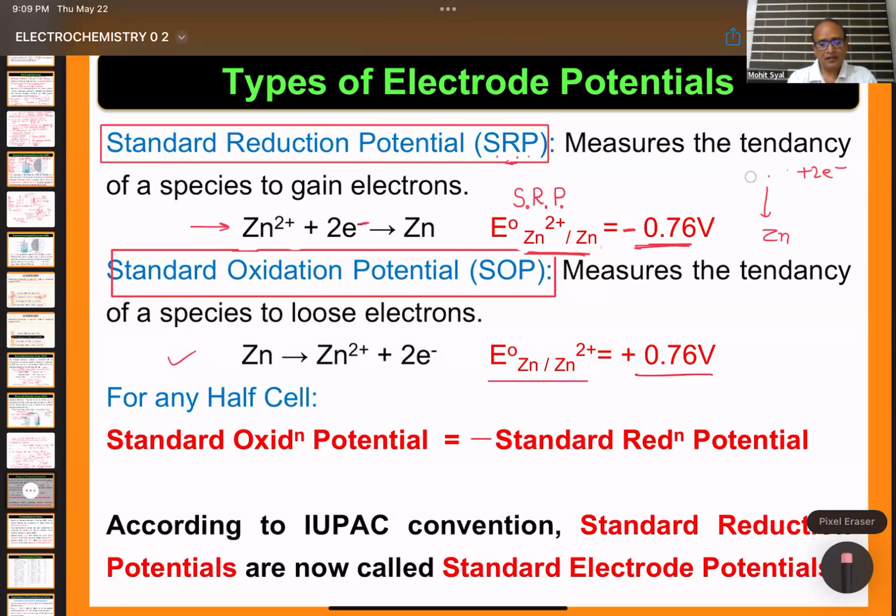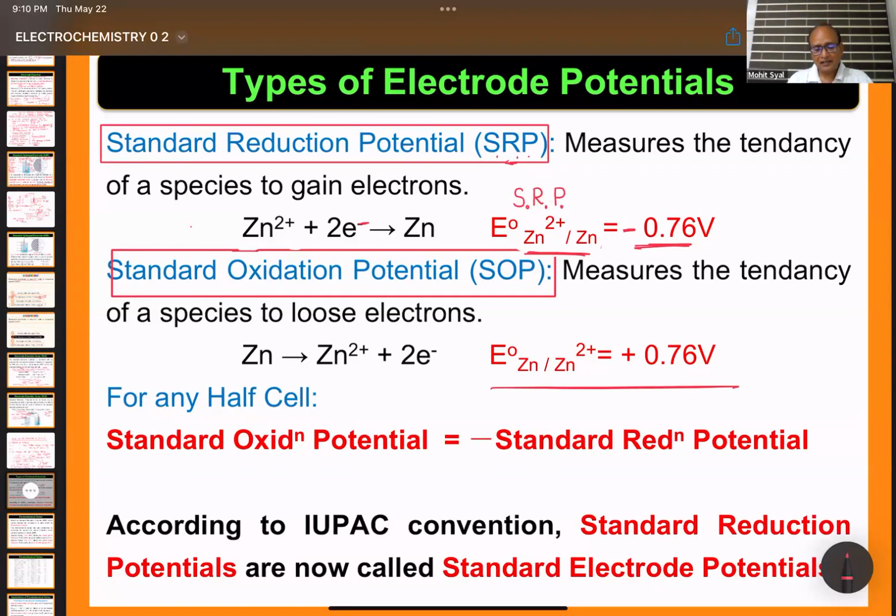For a single element, we can have two electrode potentials, which can measure its tendency to gain electron or lose electron. For a particular element, the tendency to gain electron and for the same element the tendency to lose electron are equal and opposite. I'm not talking about two different elements, I'm talking about the zinc only. Got it?